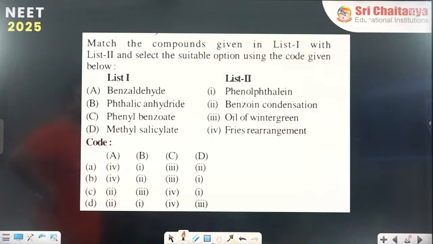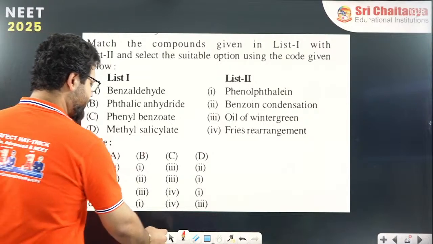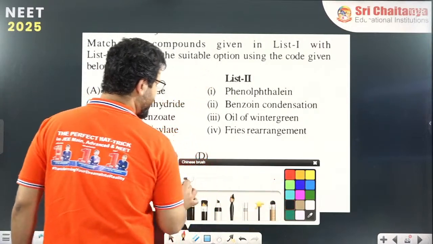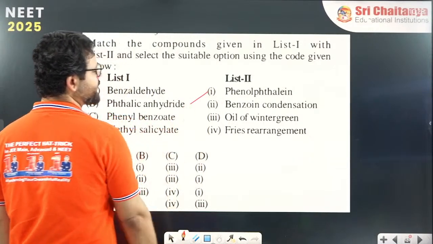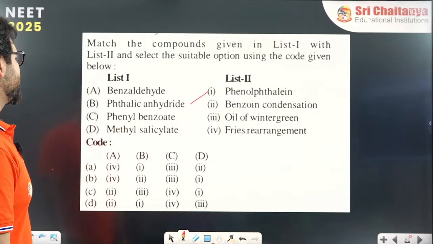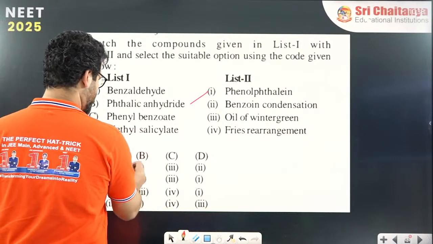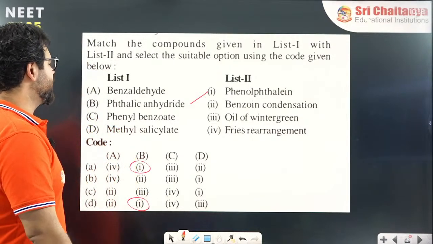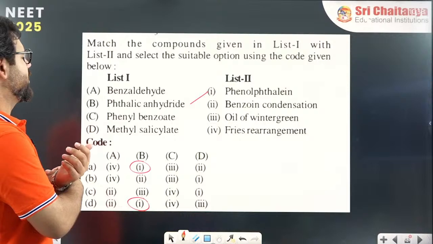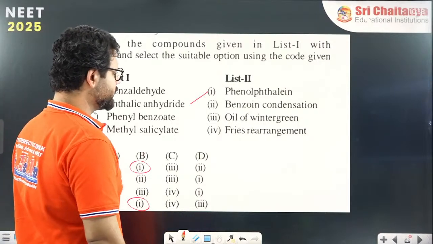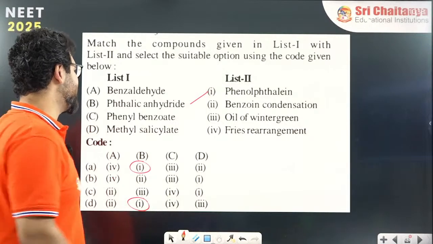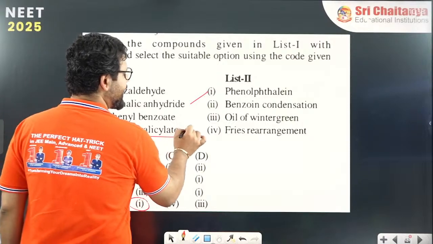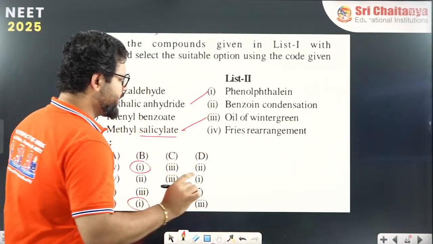Next one. Match the following. So we'll look for the best option here. Whichever reactions are there in our syllabus, accordingly we'll decide. Phthalic anhydride, I told you just 2 minutes back, it is used to prepare phenolphthalein. So B must match with 1, this option or this option. Then look at C, phenyl benzoate. Phenyl benzoate actually undergoes something called Fries rearrangement, but it is not there in the syllabus. You can leave it, no problem. Methyl salicylate is nothing but oil of wintergreen. Okay, so remember these two.